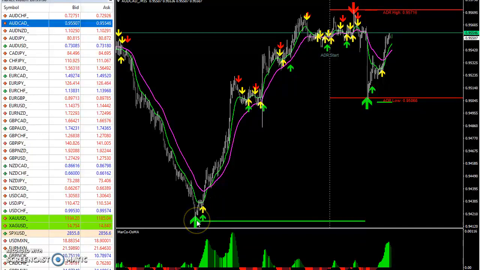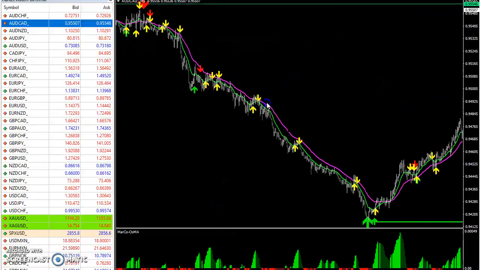You never know if it's going to be a short trade or a long one because the system will tell you, even on the 15-minute. Okay, let's look at the 5-minute chart. Here goes a beauty. Look at this.